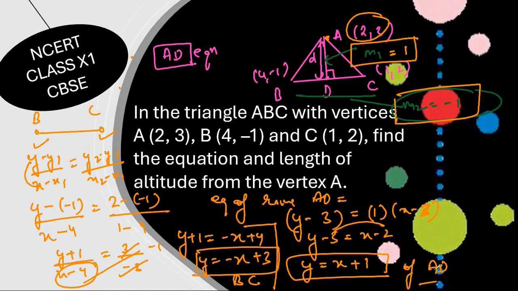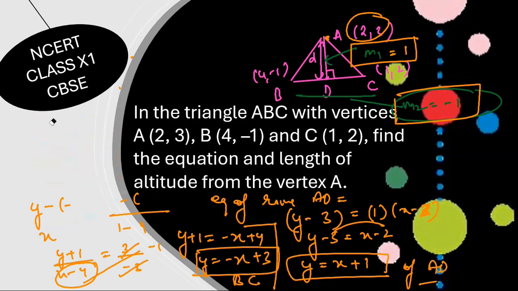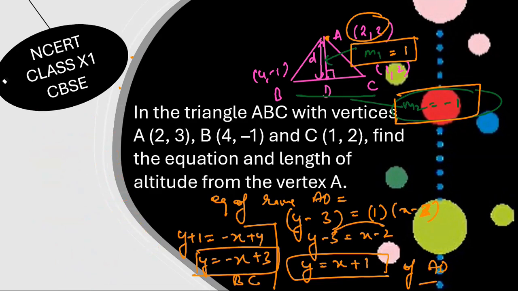This is the equation of line for AD, right? Now everyone, let's understand how to solve for the length of AD. That is very, very important. That is the main point that we have to discuss. Length of AD. We have the direct distance formula, that is |Ax1 plus By1 plus C| divided by the square root of A square plus B square.